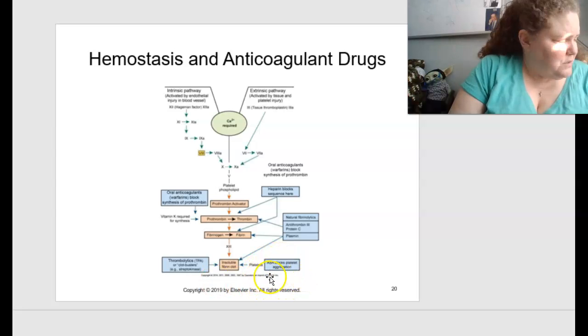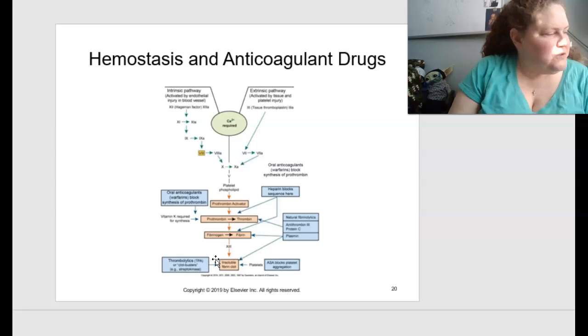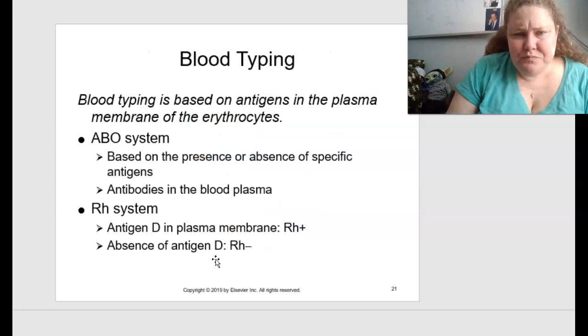And then you also have over here where ASA can block the platelet aggregation. Therefore, platelets wouldn't be able to come together to form that fibrin clot. So again, that is on page 192, and it's figure 10.9.